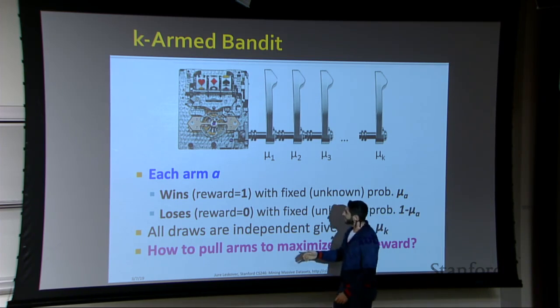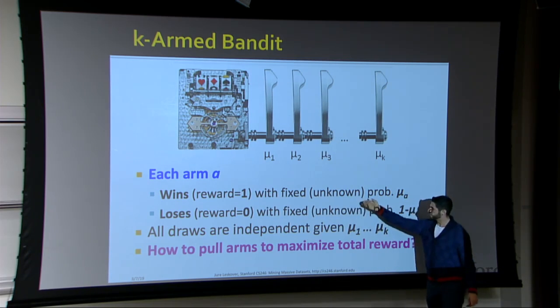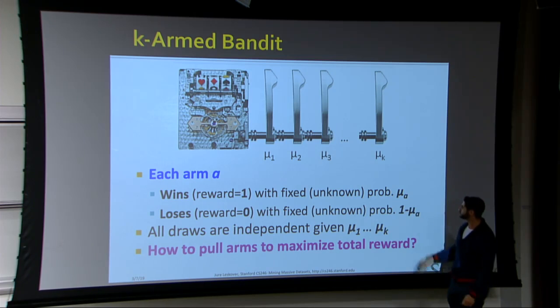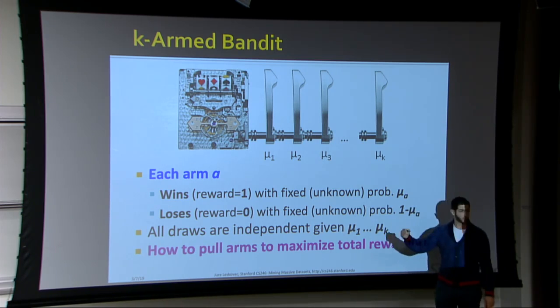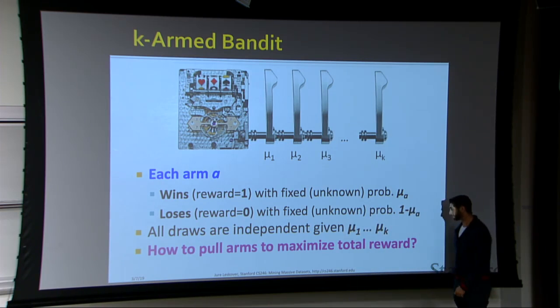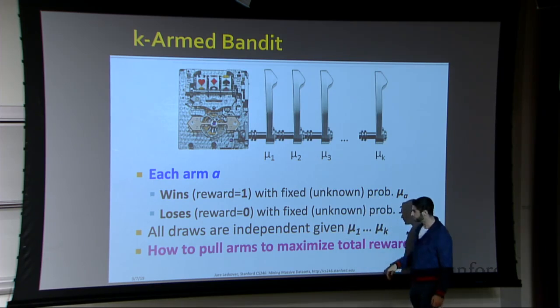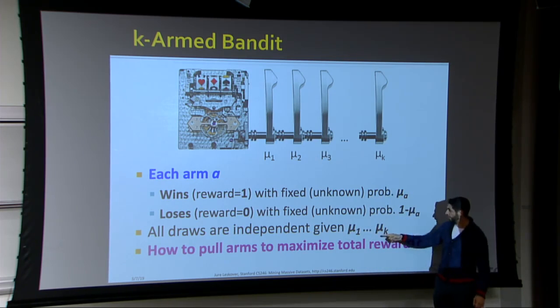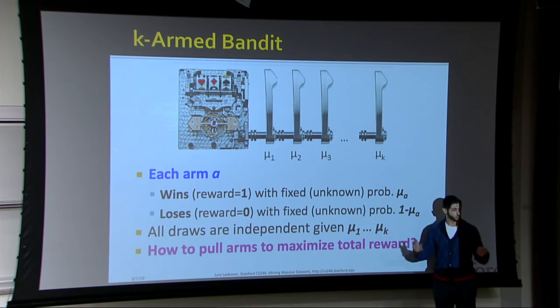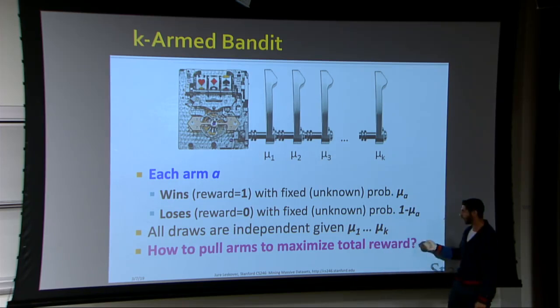Each arm A could either win, giving you 1 coin, a reward of 1, and this comes with a fixed but unknown probability, which we're going to call mu A, or it can lose, giving you 0 coins, reward 0. Again, this is a fixed unknown probability, and clearly the complement is 1 minus mu A. Another important assumption is that all our draws are independent. So basically, to each arm we can assign a different win probability. The problem here is, how do we pull our arms to maximize the total reward?